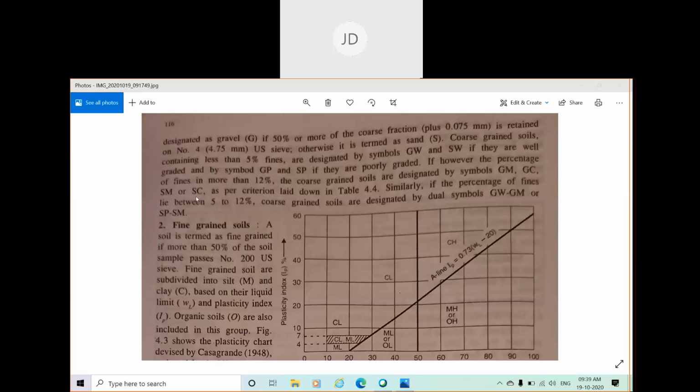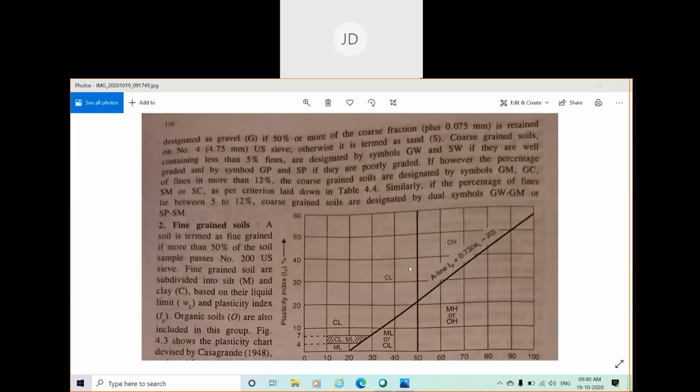Suppose in a particular exam the soil type is given as SC. You have to understand that this soil is mainly a coarse-grained soil because S is coming first. S stands for sand. More than 50% of the soil is sand. And this soil also contains more than 12% of clay. That's why the C is coming here. So, clayey sand, silty sand. Similarly, clayey gravel, silty gravel.